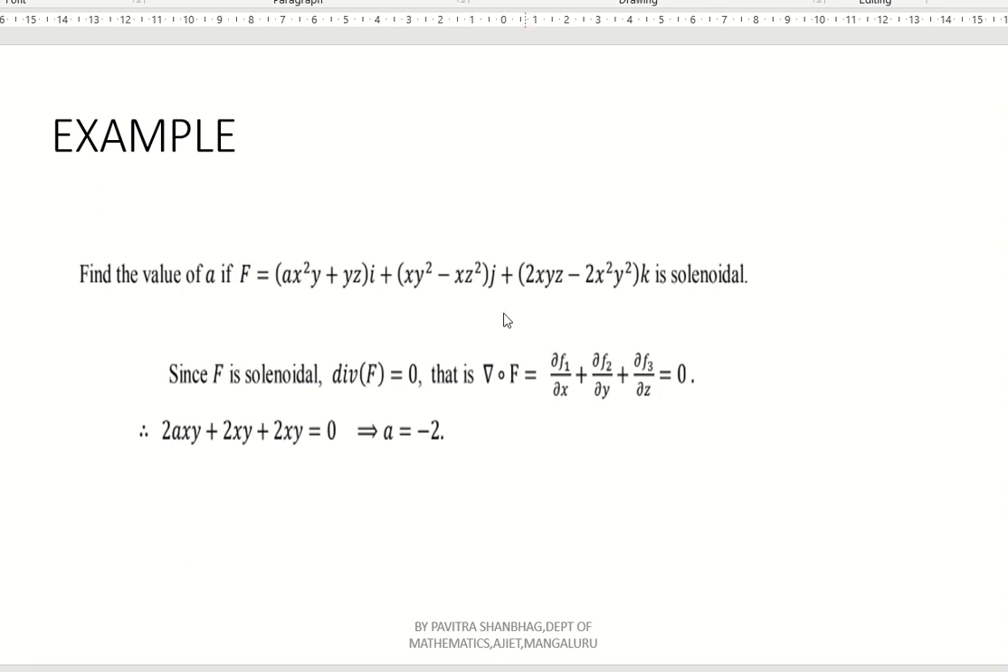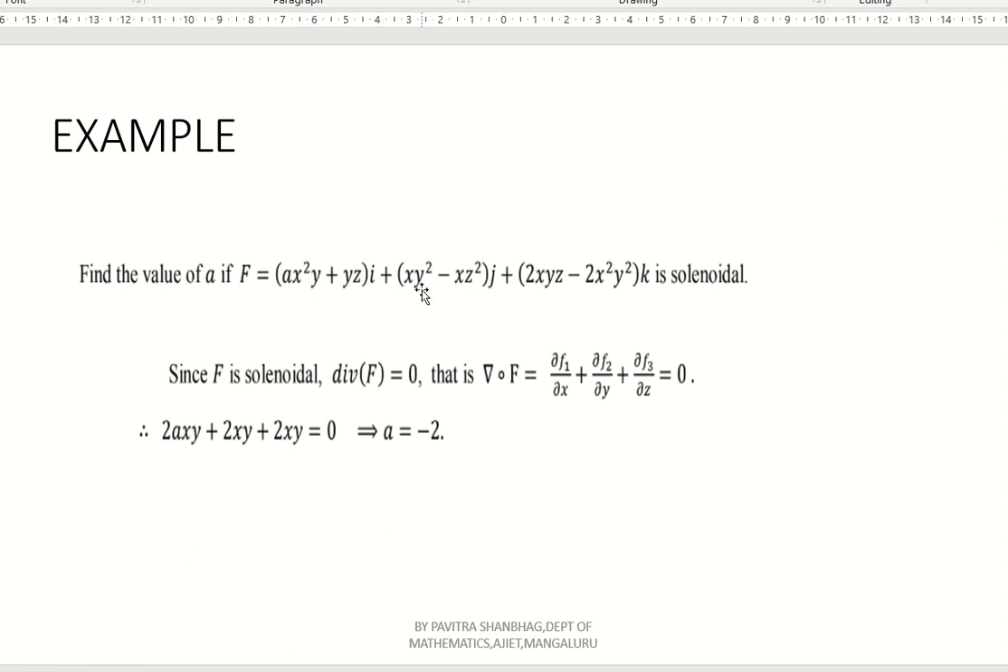The components of capital F are f1, f2, f3. What will we get? ∂/∂x of the first term, that is ax²y + yz. If you differentiate this partially with respect to x, a and y are constant, and the derivative of x² is 2x. So 2axy, okay, first term.